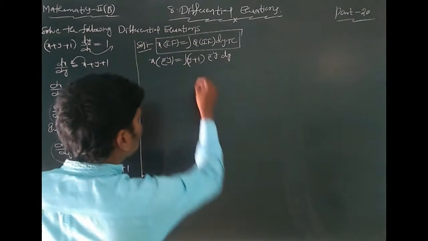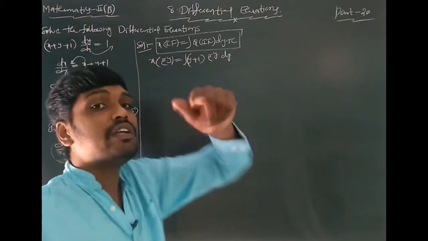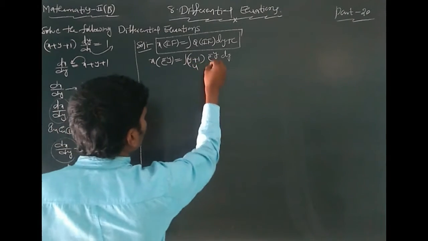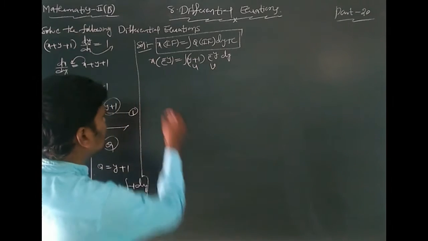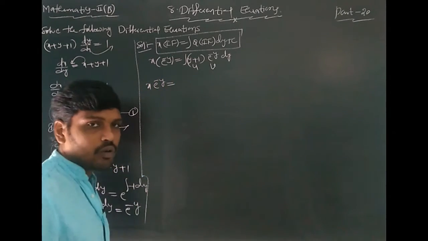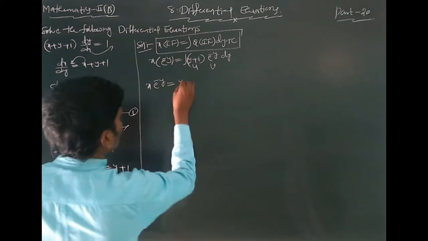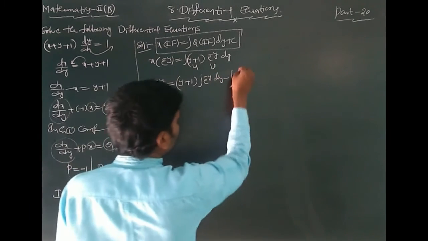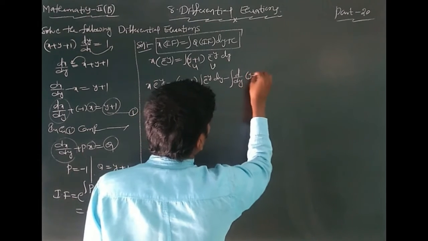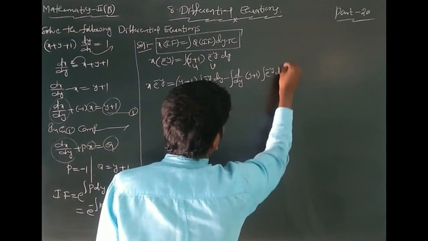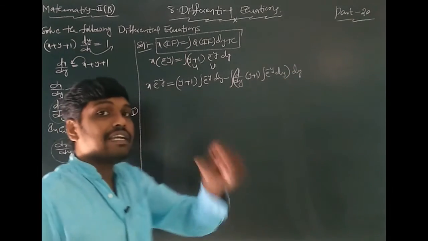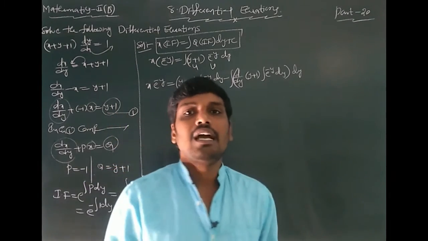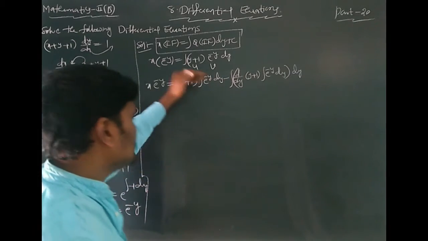Understood? After that, this is the first function, this is the second function, this is u into v form, nothing but the integration by parts method. In this method, this is u, this is v. What is that formula? x into e power minus y equals u, where u is y plus 1, into integral v, e power minus y dy, minus integral of derivative of u with respect to y, that is derivative of y plus 1, into integral of e power minus y dy, over dy. This formula is clearly explained in the integration chapter, exercise 6c. Watch that video and you will easily understand this formula.